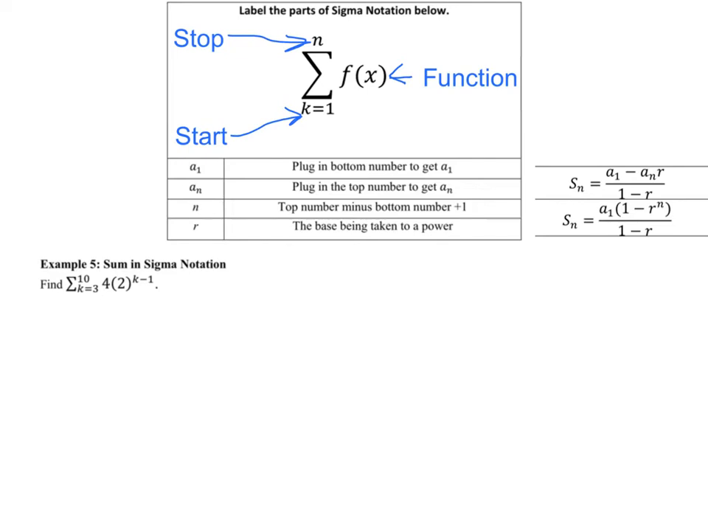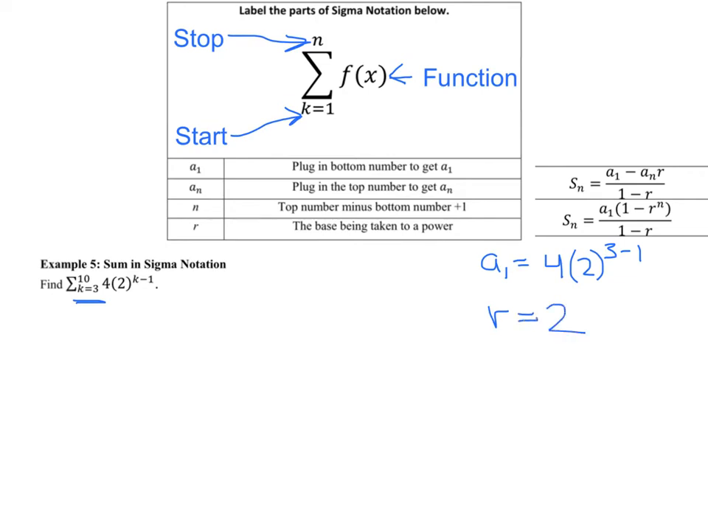So for this one, since we're using the second formula, we need to find a sub 1, which is found by plugging in the bottom number. So our bottom number in this case is k is equal to 3. So we're going to have 4 times 2 to the power of 3 minus 1 to get a sub 1. We're also going to need r, which is the base being taken to a power. So all you need to do is look over here and see what is actually raised to the power of k minus 1. And in this case, it's 2. So r is going to be equal to 2.